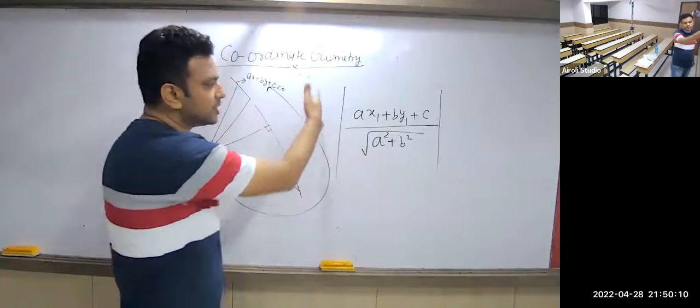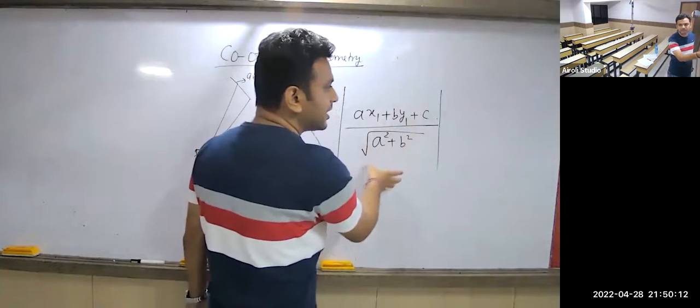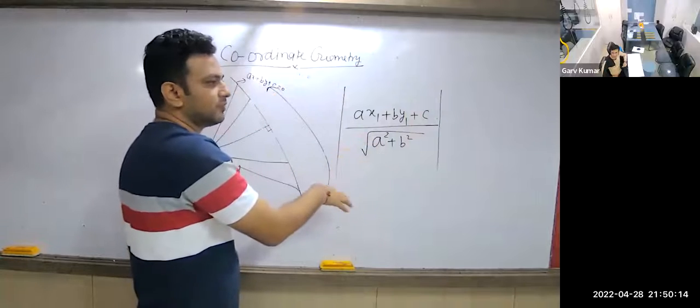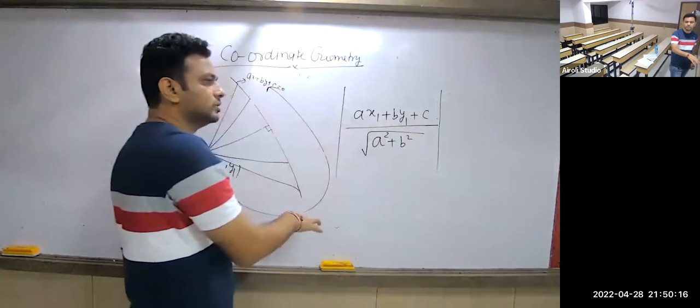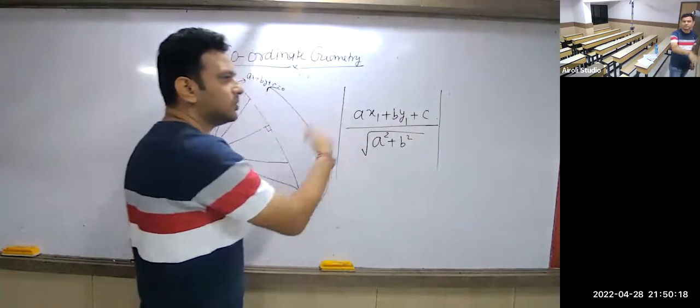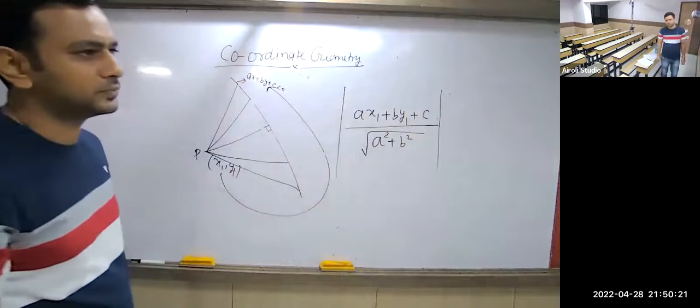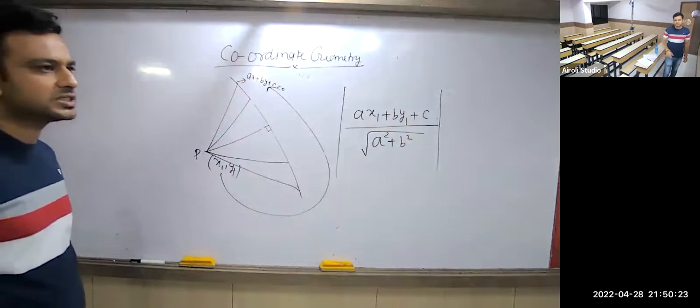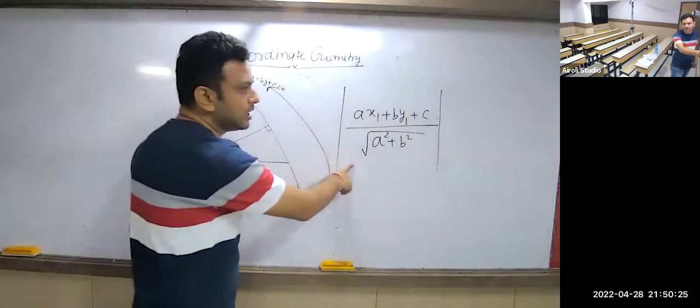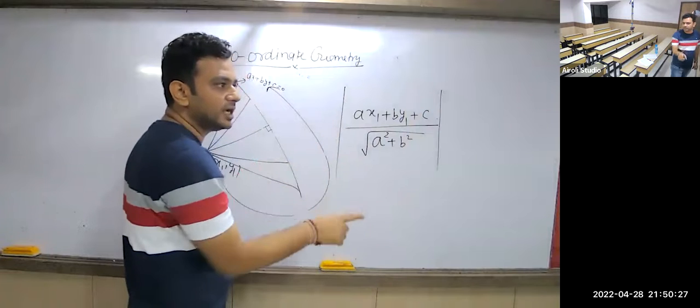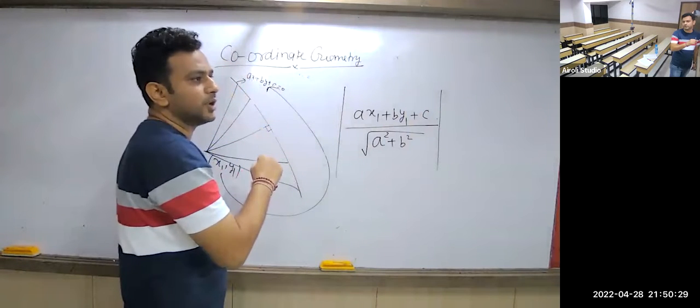So that's why I put a mod sign, so that it will become positive. If I'm getting -2, I will get a 2. If I'm getting -10, this will automatically become +10. Got it? Clear? So this is the formula for finding the distance of a line from the given point.